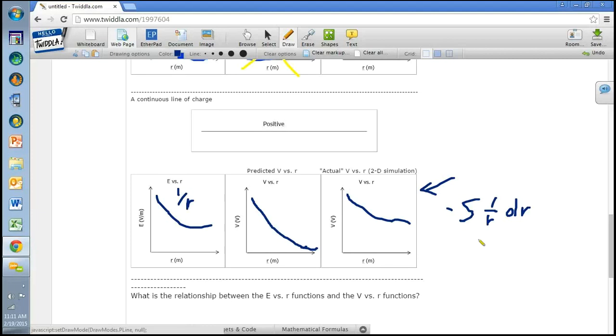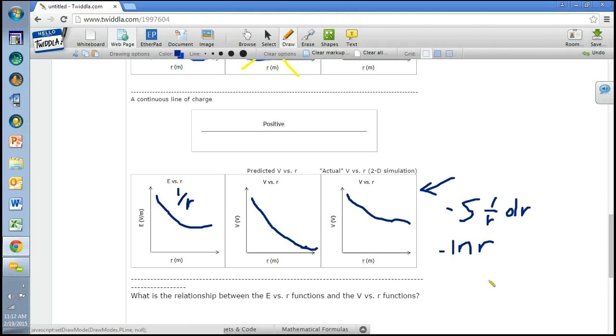Okay, so people who are in calculus here, what would this be? Because I can't really increase the power by 1, right? Yeah, this is one of those tricky ones. So this is going to be natural log of r, but then I have the negative out front. So it's equal to negative natural log of r.